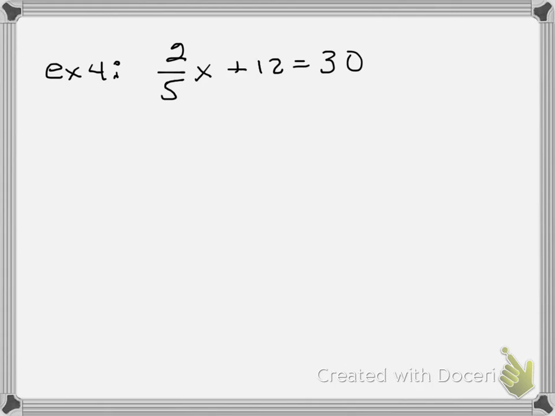All right, so I asked myself, what's the variable? My variable is x. And what is being done to the variable? Well, if you look, it looks like it's being multiplied by 2/5, and it's being added by 12. All right, so what do we always get rid of first? Add and subtract. Since we have plus 12, we're going to put our wall here. We're going to subtract 12 to both sides.